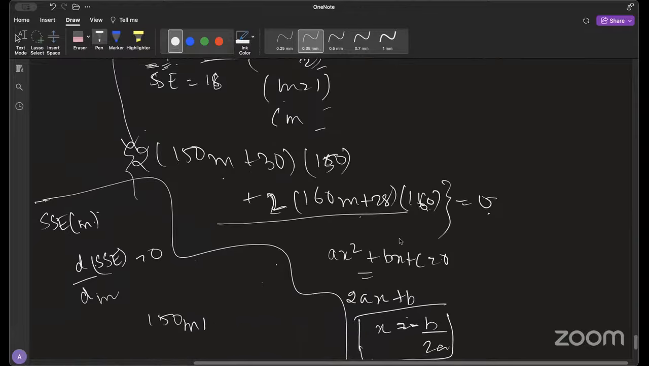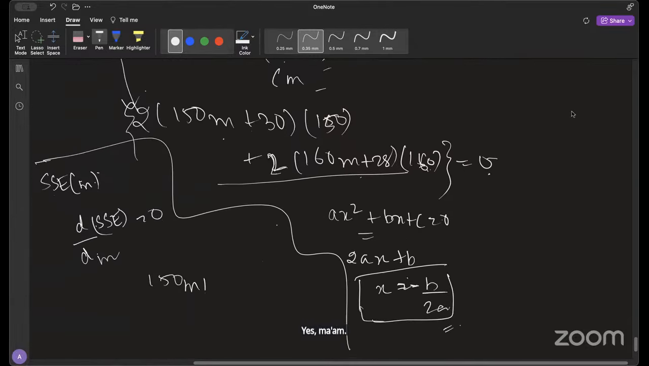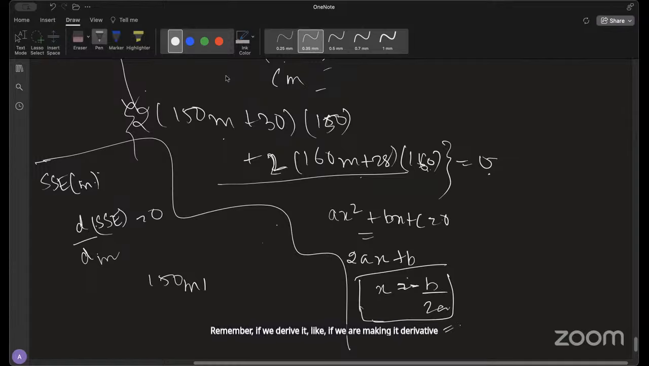Is it fine now? Yes, ma'am. Any other doubt? Ma'am, but if we take the derivative, that can give the highest value also, no?